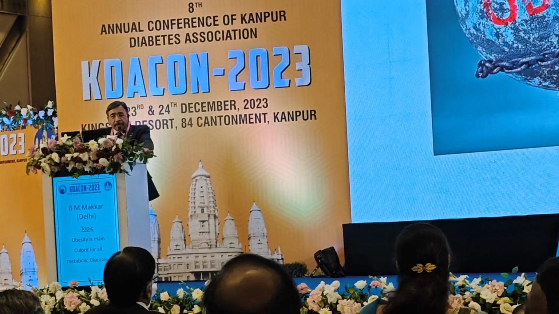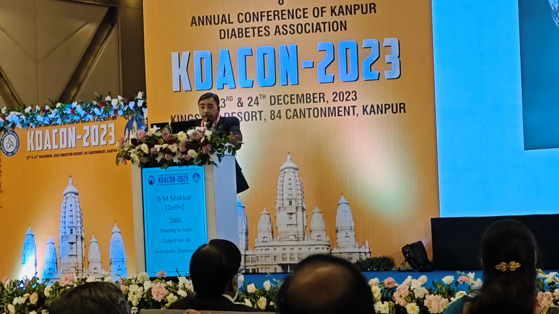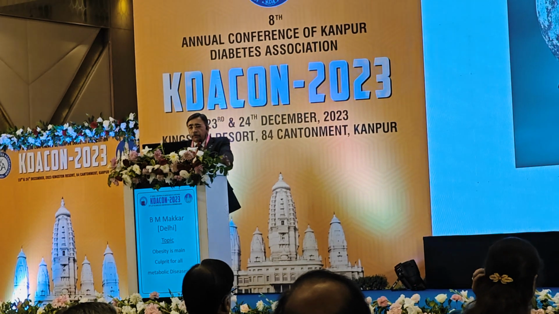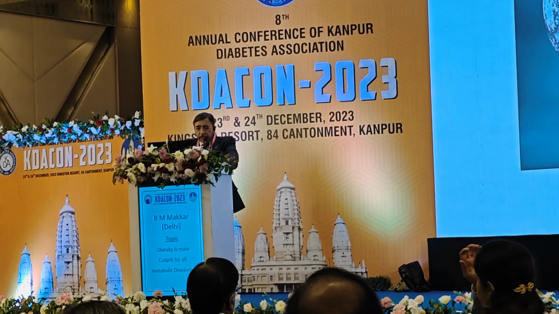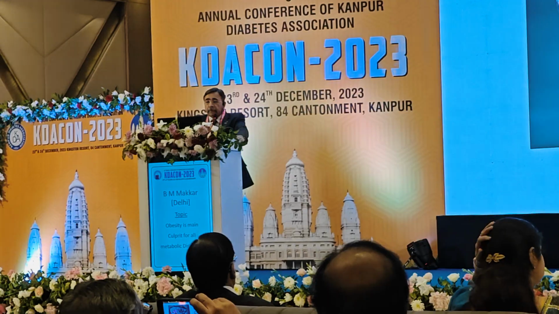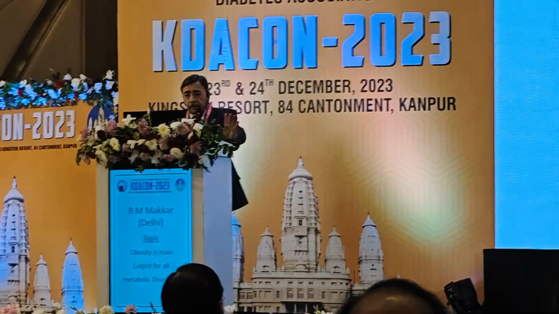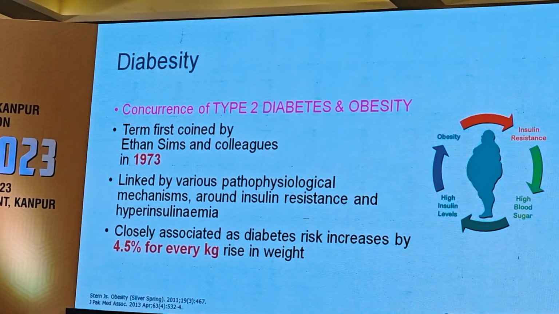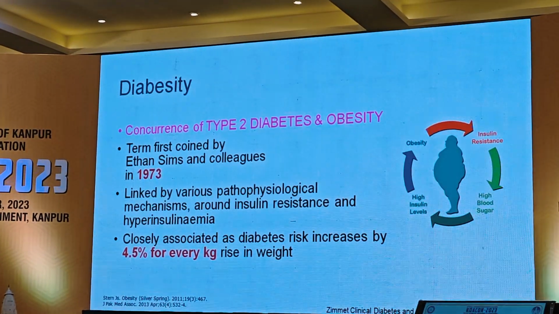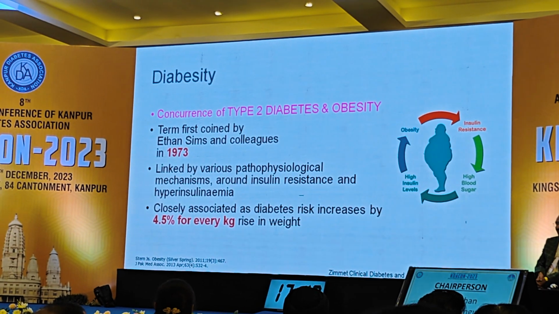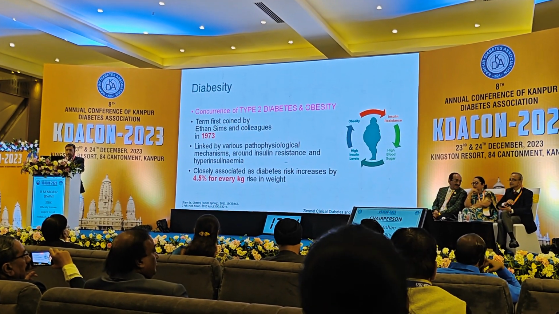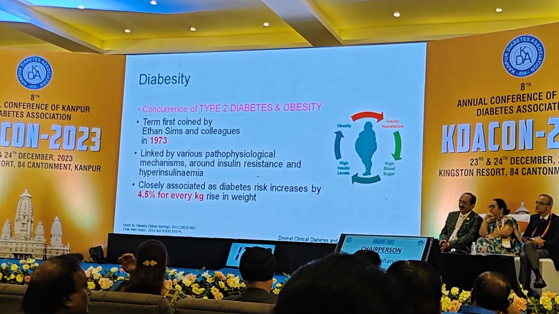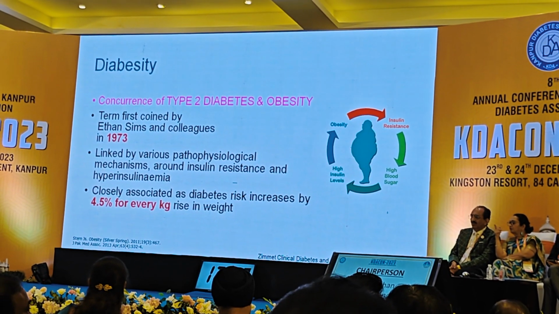Another interesting thing is that we have a very high prevalence of obesity in India now, and almost 30% of the adult population is obese, and there is a higher number in the urban population as compared to the rural population. Now, another interesting thing is that the two are so commonly seen together. The term diabesity was coined way back in 1973, and for every 1 kilogram gain in weight, there is a 4.5% increase in the risk of diabetes.